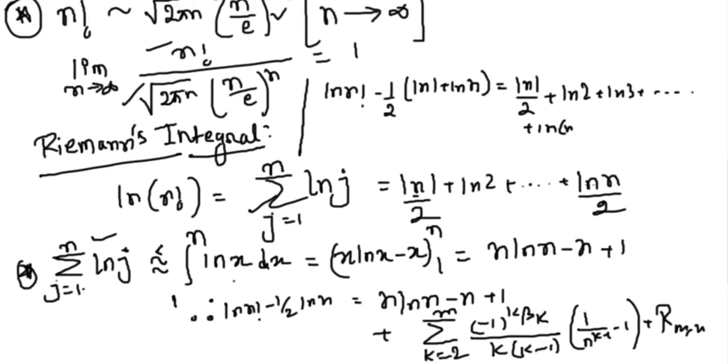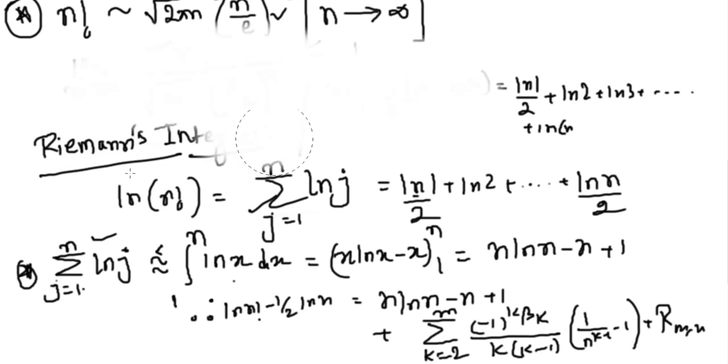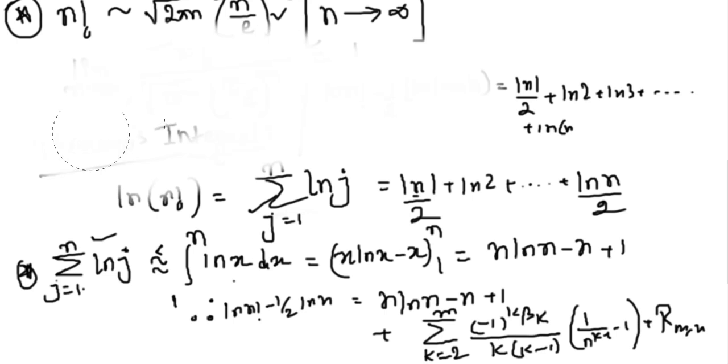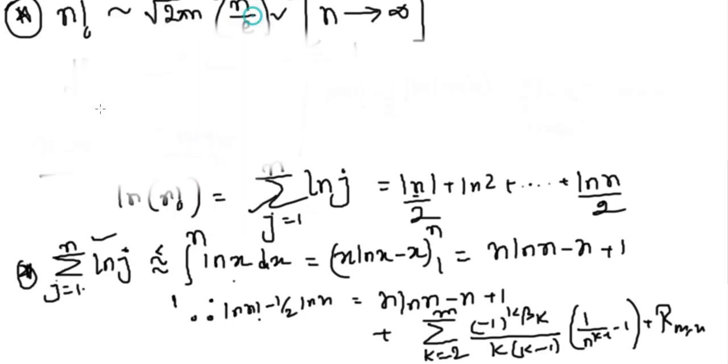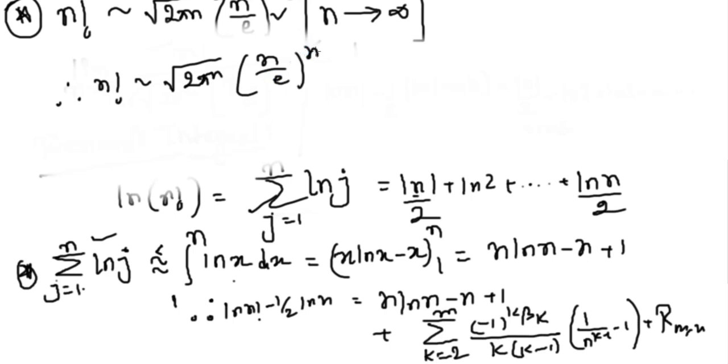Now this is the ultimate form of the logarithm. From this you can easily derive the answer, which is, after some more manipulations which are really out of this course, I don't really suggest using this, but still you can derive root over 2 pi n, n by e to the power n.